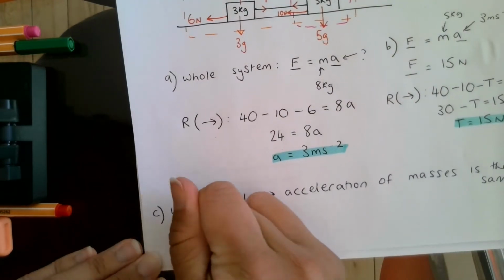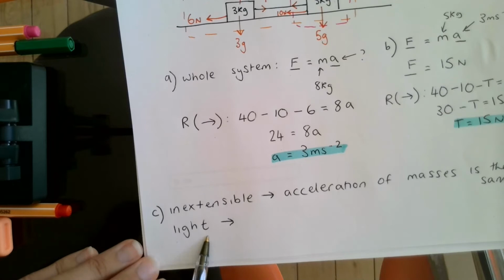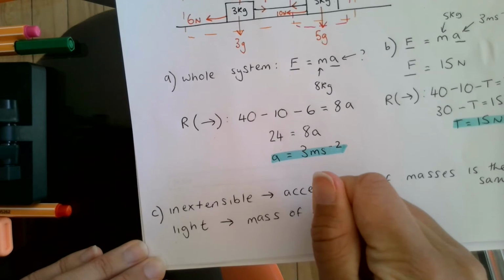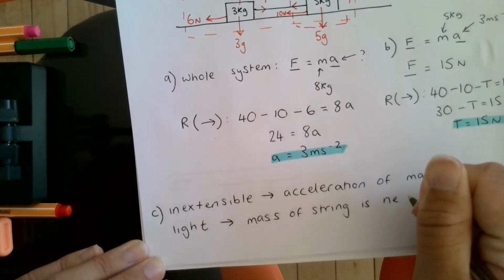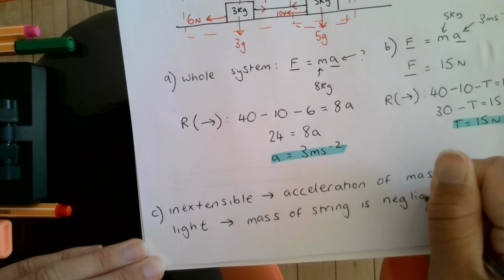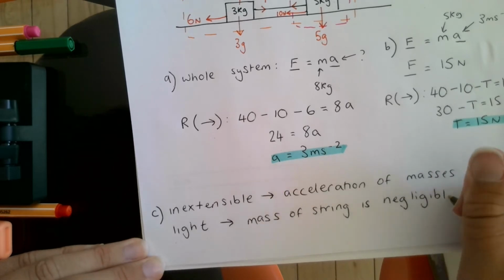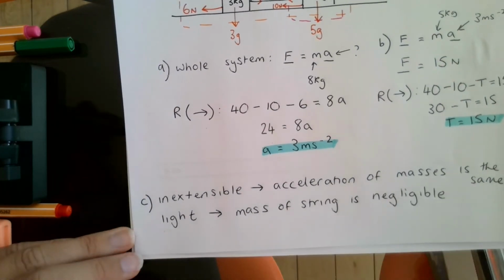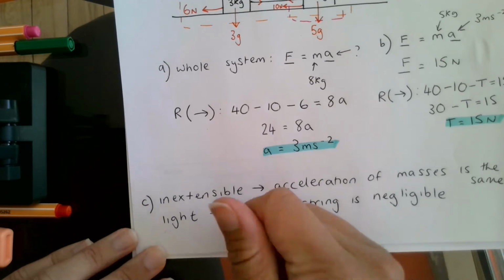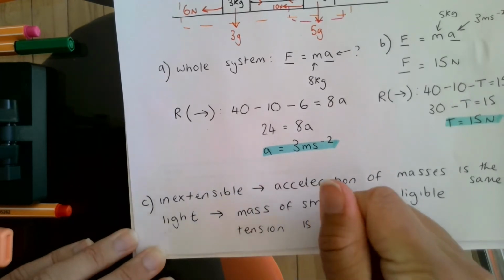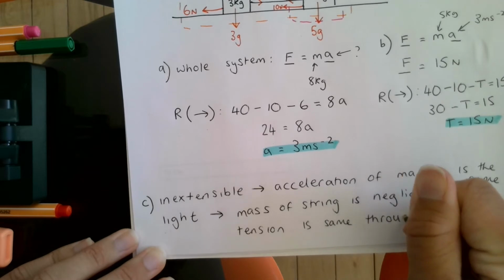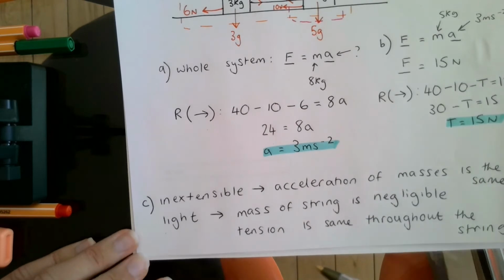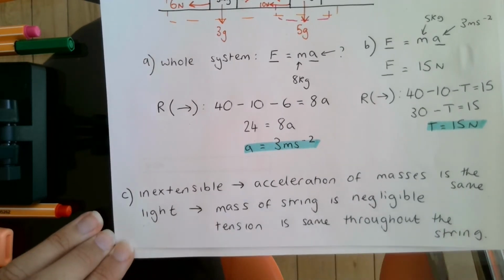Then, if the string is light, well, as soon as somebody says something is light, we know that we're going to ignore the mass. So the mass of the string is negligible. I always spell this one wrong. Which just means that it's going to be so small that we don't really need to include it in our calculations. So it's light, and also the tension is the same throughout the string. And so that's what we mean when we've said light and inextensible.